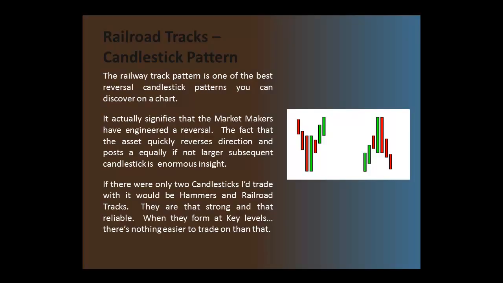If there were only two candlesticks I'd trade with, it would be hammers and railroad tracks. They are that strong and that reliable. When they form at key levels, there's nothing easier to trade on. It's simple as that.